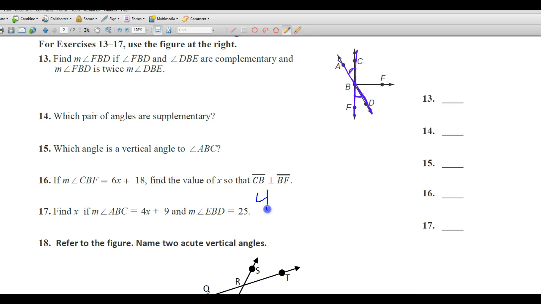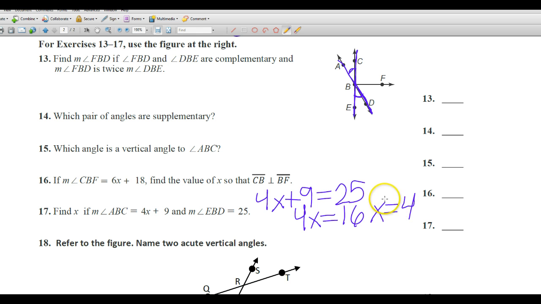So 4x plus 9 equals 25. Therefore, 4x is equal to 16 after subtracting 9, and x is equal to 4. Take that back to the problem. It says find x. So we don't need to substitute back in. We can stop right there. X is equal to 4.